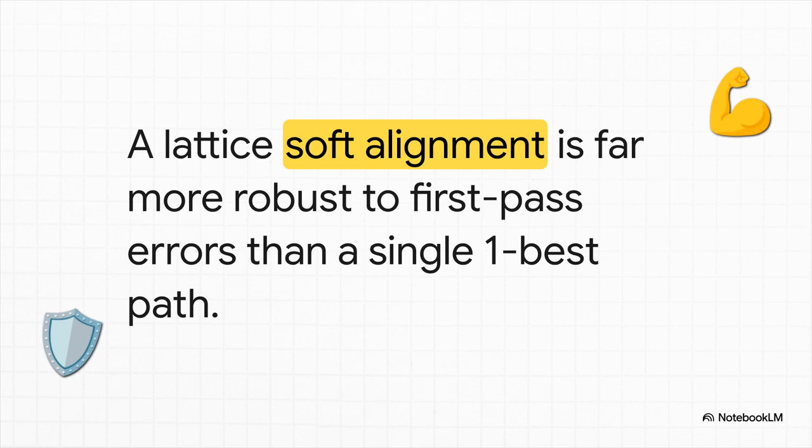Why do we do the extra work? Because if the first pass makes a recognition error, and it for sure will because it's a weaker model, a soft alignment is way more robust. It hedges its bets across multiple possibilities to calculate a much more accurate speaker transform.